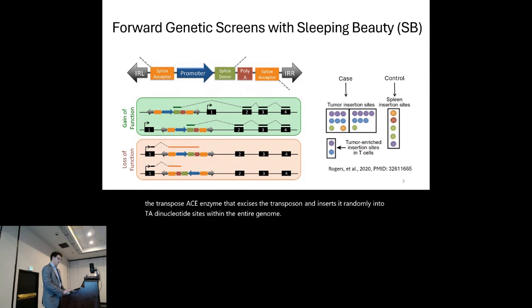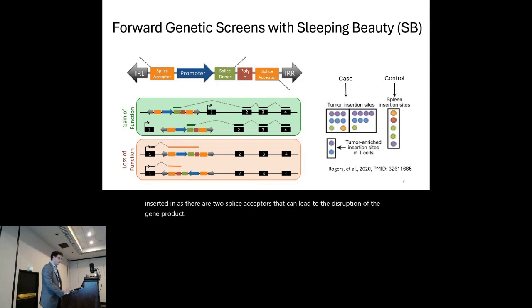Now, the gain of function can happen in 2 different ways, as long as the transposon is inserted within the same direction as the gene. First is the full transcript overexpression by inserting before the first exon. And the second way would be overexpression of a truncated gene product by inserting between exons. And the loss of function can happen in either direction that the transposon is inserted in, as there are 2 splice acceptors that can lead to the disruption of the gene product.